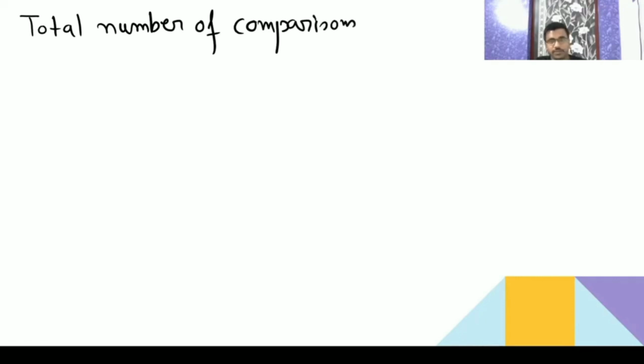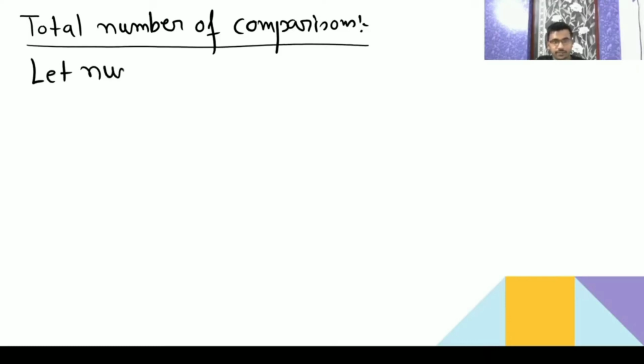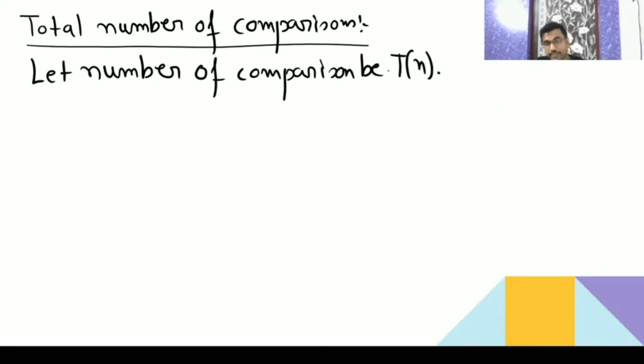Now we are going to see comparison. We have to find how many comparisons we are doing. So now write total number of comparisons. Let the number of comparisons be T of n. So I'm assuming that the number of comparisons be T of n.